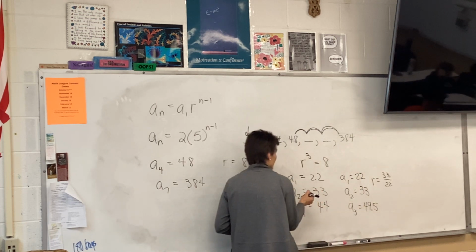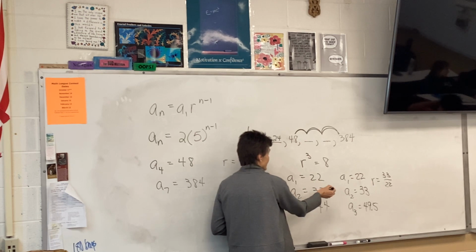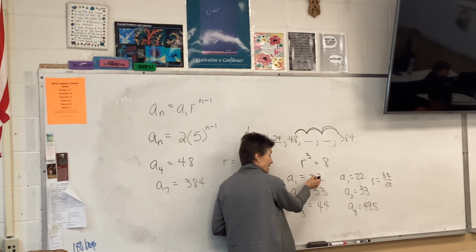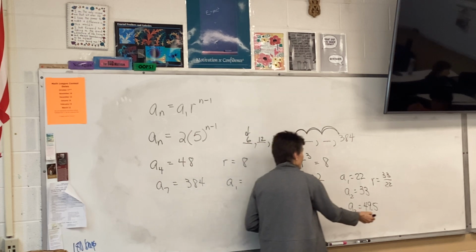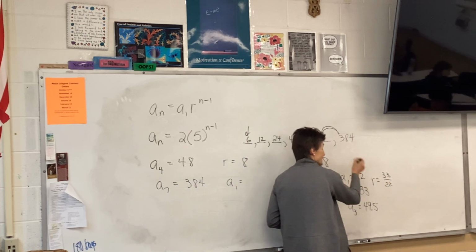Remember, the common difference is this minus this. That's how you value it. The common ratio is this divided by this.